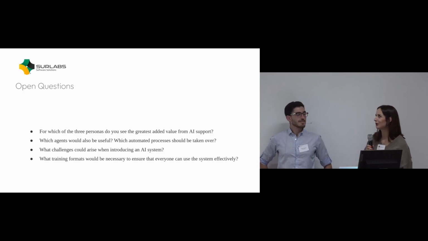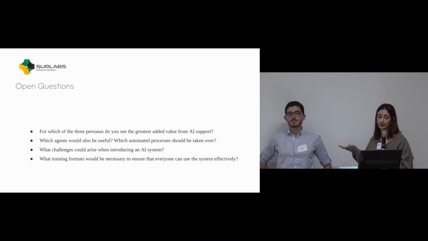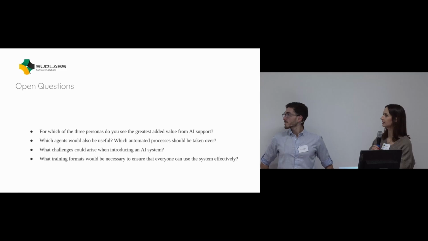And these are just open questions we have brought for here today. For example, which agents do you think would also be useful for different user groups? Which processes should be taken over and automated? We heard a lot yesterday and today about things the agents could do for us or help us with. But we also need to think about the challenges and the training formats for people to use the agents, the context, and everything AI related in a good way.